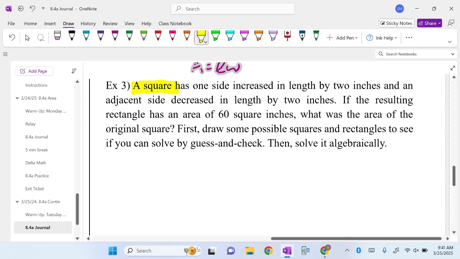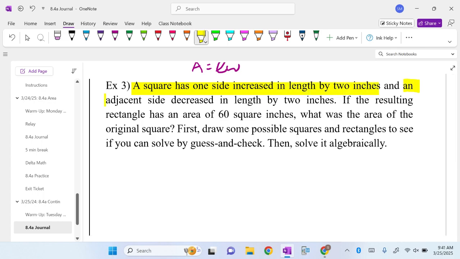A square has one side increased in length by 2 inches and an adjacent side decreased in length by 2 inches. So let's just break down that first sentence before we go any further. So a square, what does it mean for a square to be a square? What is a square? Elise? 4 equal sides. So I'm going to draw a shape that has 4 equal sides.